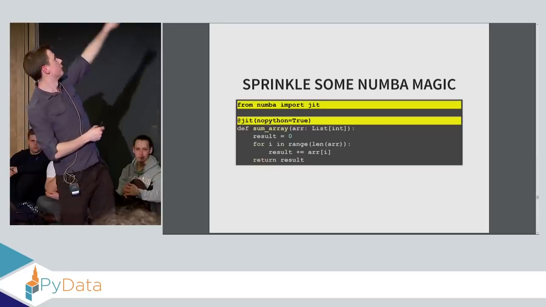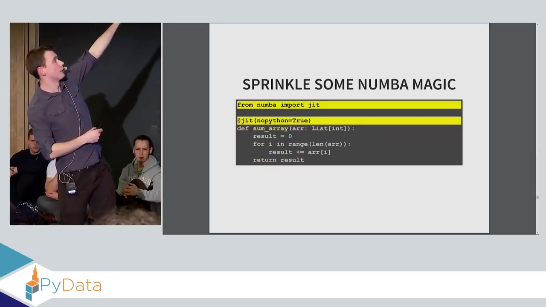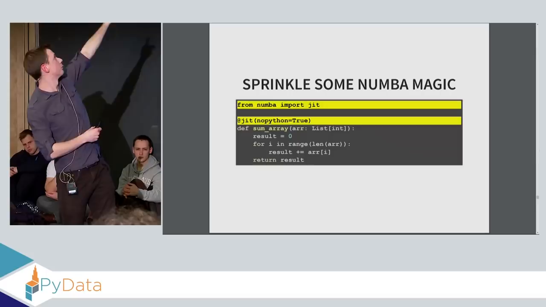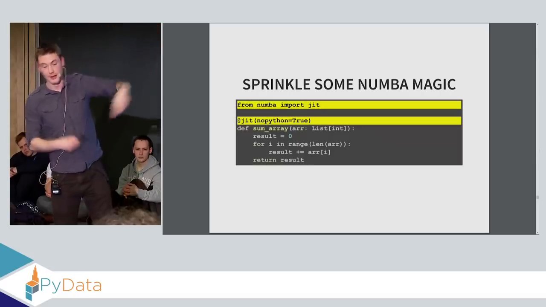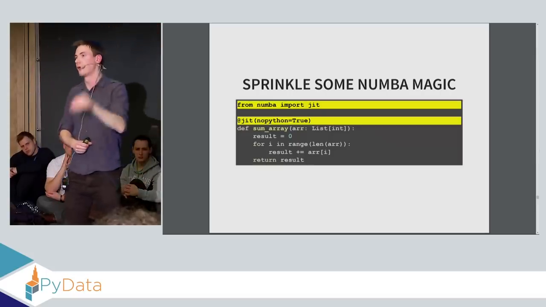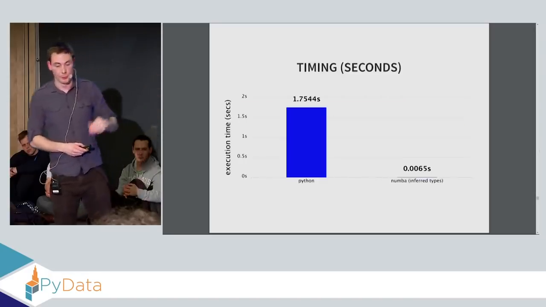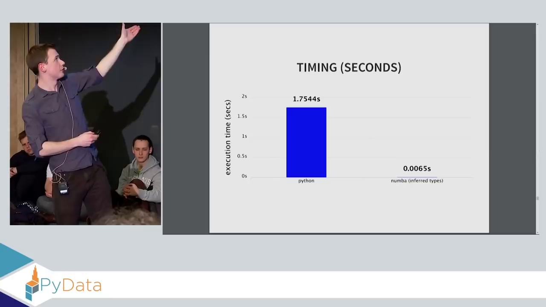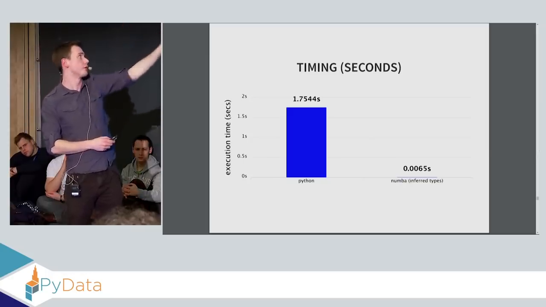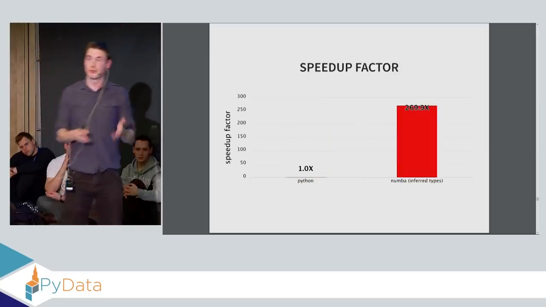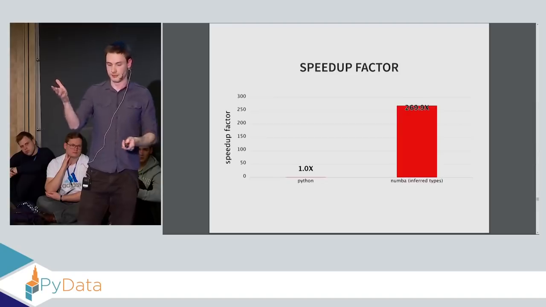Now, if you just import the jit decorator from Numba and decorate the function with jit nopython equals true, telling Numba you must compile this as native machine code, and if you cannot, raise an exception, we get this difference. It's 1.7 seconds in Python and 0.0065 seconds in Numba. So you get a 270 times speedup just by adding @jit.